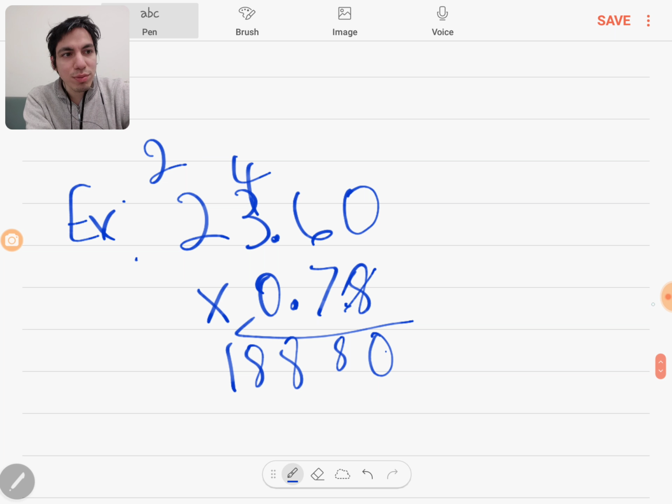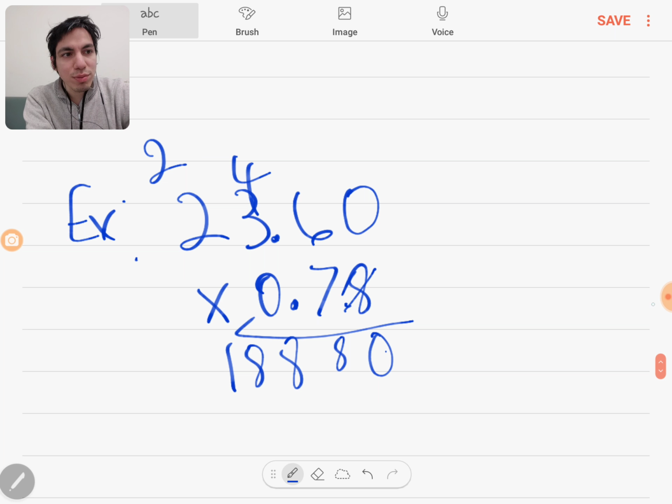7 times 6 is 42. And then 7 times 3 is 21, but plus 4 more is 25. 7 times 2 is 14, but add 2 more is 16. Now we add up these partial sums.